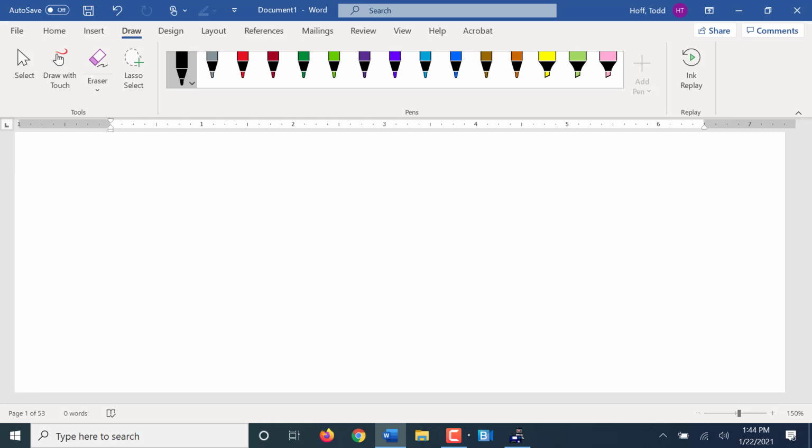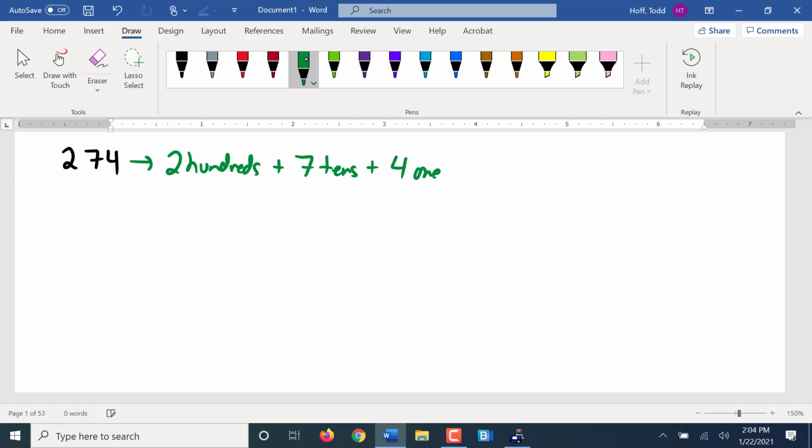Okay, so I'm going to pause this. If you recall, way back at the beginning of last fall, when we talked about the structure of numbers, we talked about something like 274 being an abbreviation. And the full form of that number looks like this. That's 2 100s and 7 10s and 4 1s.